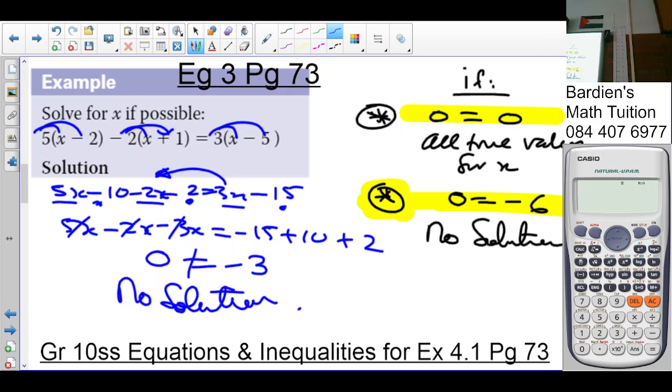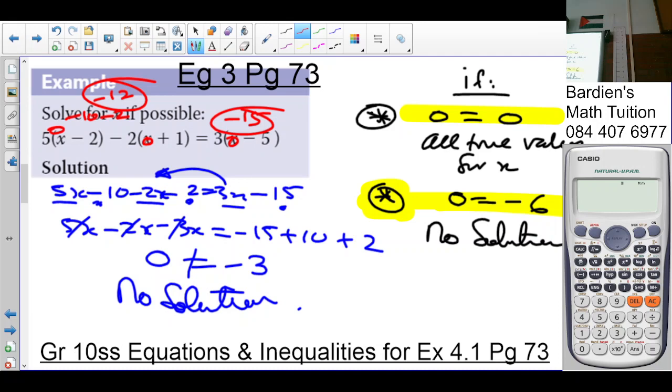Okay. So let's choose a value for x. 0. Nice value you choose. So I go 0 minus 2, negative 2 times 5, negative 10. Then 0 plus 1, 1 times negative 2, negative 2. Which is negative 12. Put 0 through there. 0 minus 5, negative 5 times 3, negative 15. Can you see that equation is not balanced?